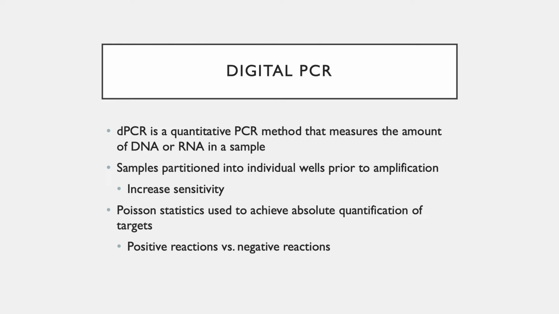Digital PCR is a quantitative PCR method that sensitively and reproducibly measures the amount of DNA or RNA present in a sample. Samples are partitioned into individual wells, and each well receives one of the target genes or no gene at all prior to undergoing PCR amplification. By partitioning into individual wells, it increases the sensitivity of the assay. It uses Poisson statistics to count the number of positive reactions versus the number of negative reactions in order to quantify the target.